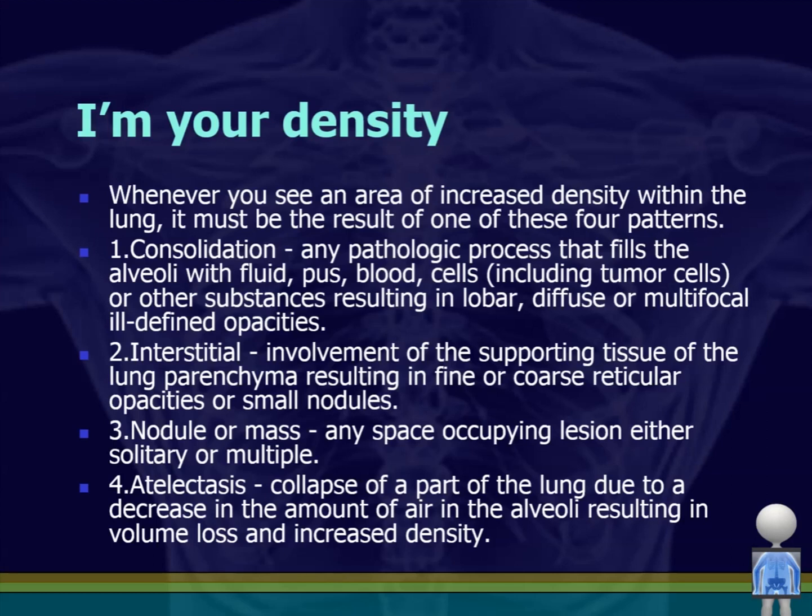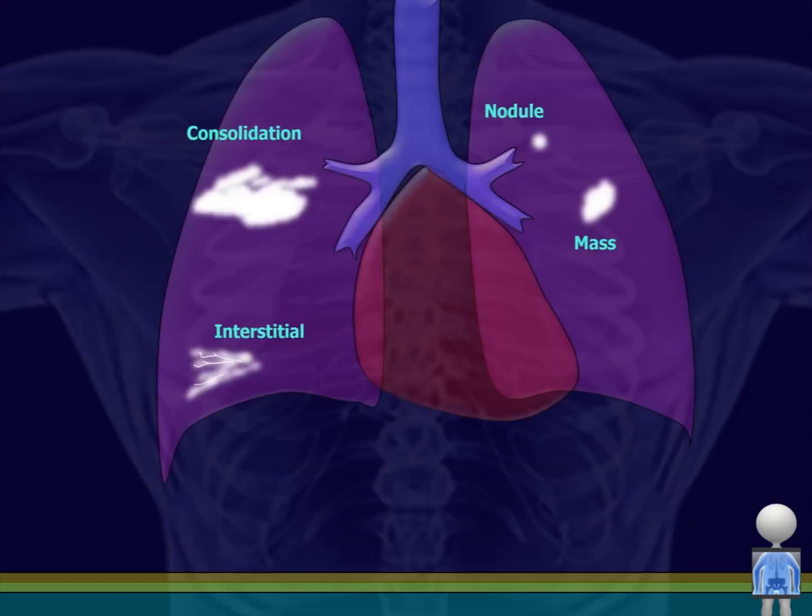Interstitial means that the tissue itself of the lung is involved. So in consolidation, something is inside the alveoli, not the tissue itself, but an interstitial density is one where the actual lung parenchyma has now been affected. Nodules or masses can occupy a space or lesion within the parenchyma, and atelectasis we're going to talk about later in this series.